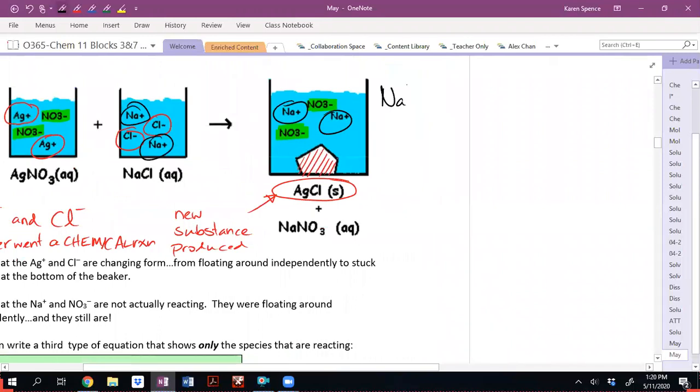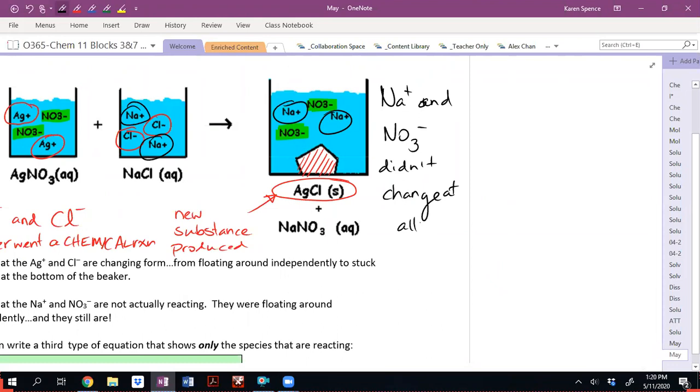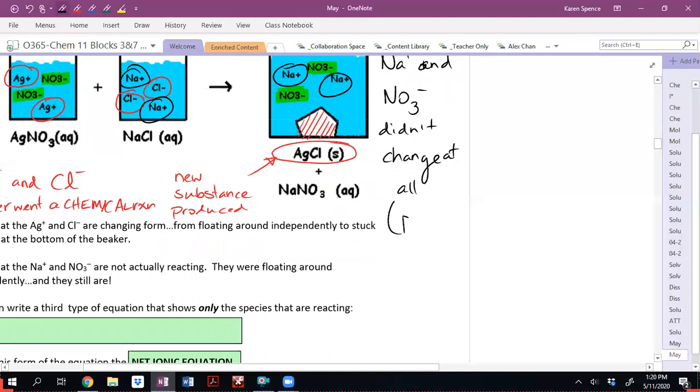So the Na plus and the NO3 minus didn't change at all. First, they were in two separate beakers. Now they're in the same beaker, but that's a physical mixing process. That's not a chemical change. We did not get a new substance. Okay, they were physically mixed. But there was no new substance.